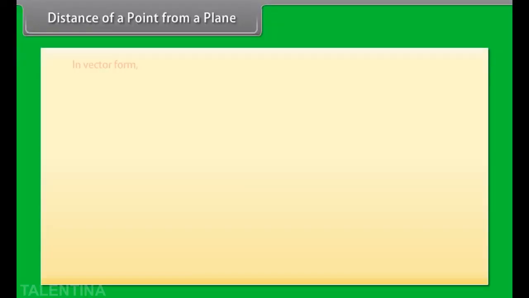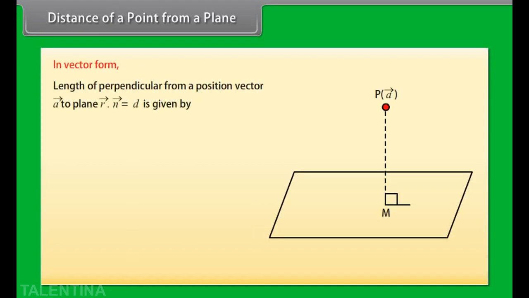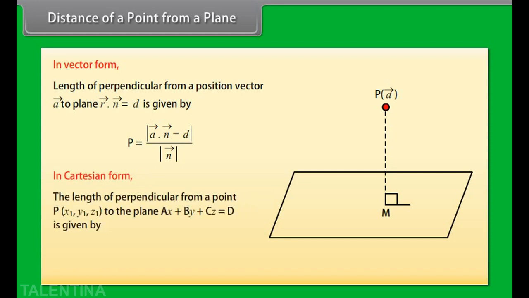Distance of a point from a plane. In vector form, the length of the perpendicular from a position vector A to the plane r dot n equals d is given by the following. In Cartesian form, the length of the perpendicular from a point P(x1, y1, z1) to the plane ax plus by plus cz equals d is given by the following.